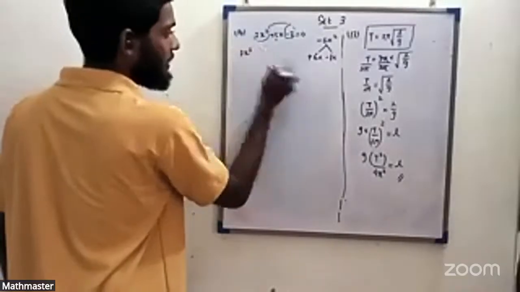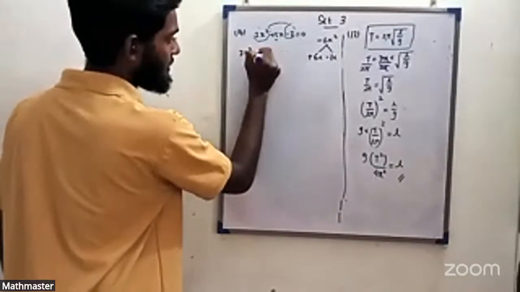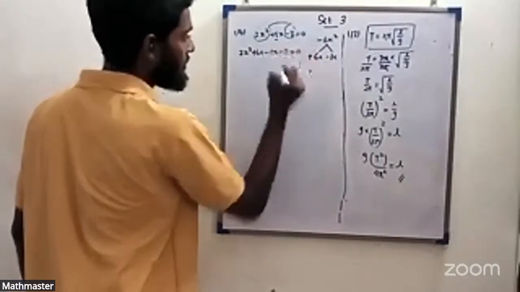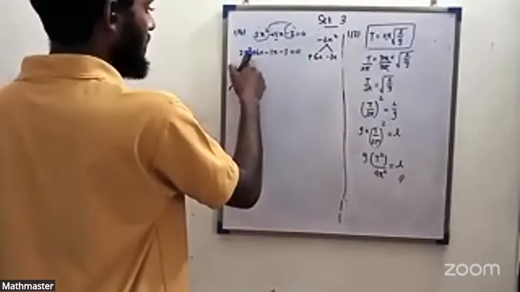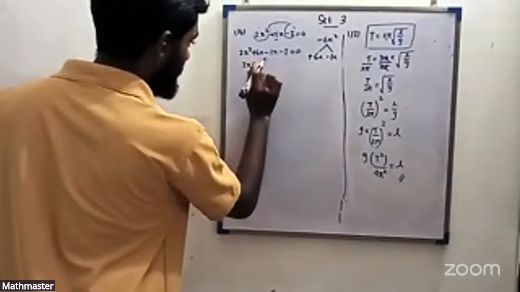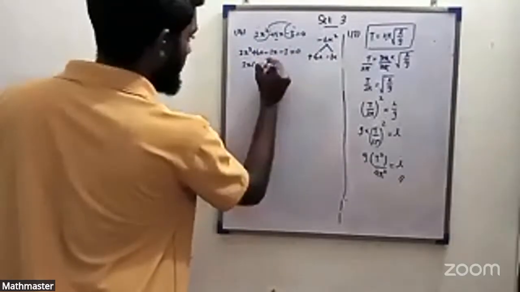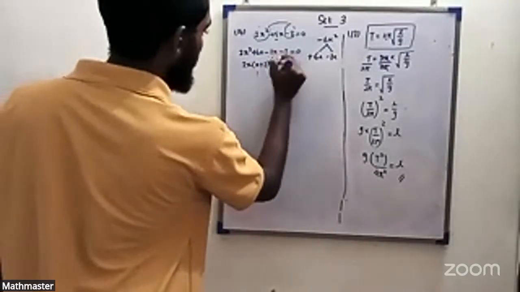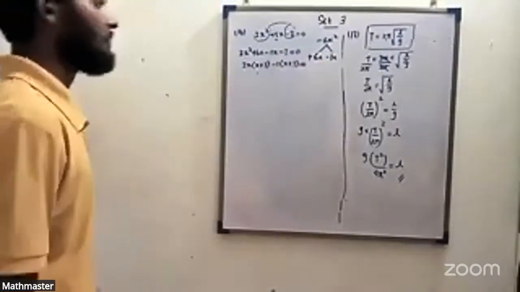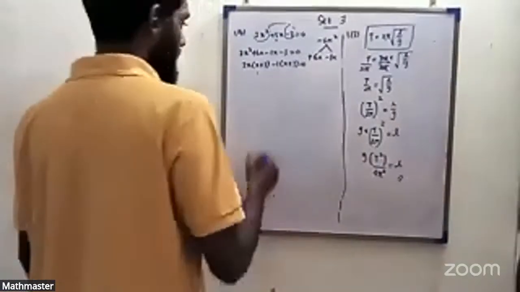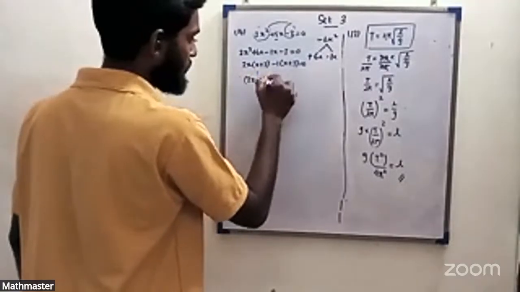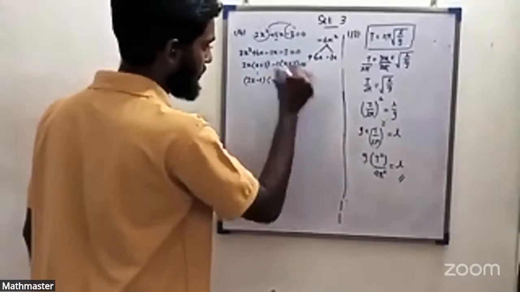2x squared, then substitute this one with this: plus 6x minus 1x minus 3 equals 0. So for 2x squared and 6x, the common factor is 2x. 2x times x plus 3, minus 1 times x plus 3 equals 0. Right, then 2x minus 1 is one factor, and x plus 3 is the other factor, equaling 0.